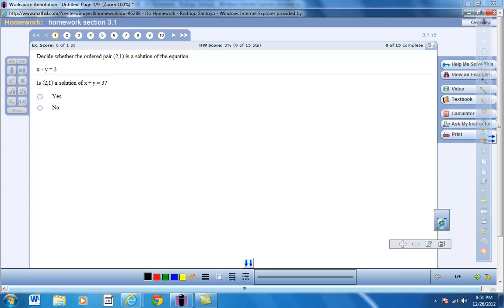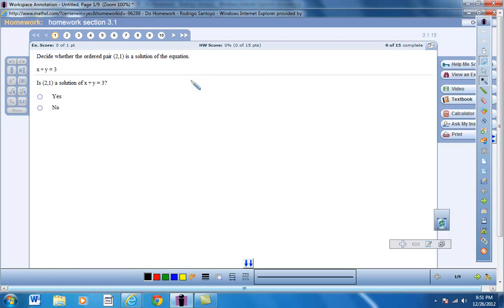So this is 3.1. We're going to be looking at a few of the problems that you have. What I would like to do first is go ahead and look at this problem. It says decide whether the ordered pair (2, 1) is a solution of the equation. So the way we do that is by plugging in our x and our y.